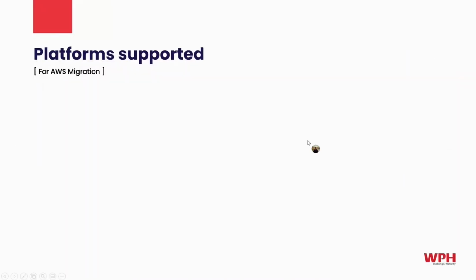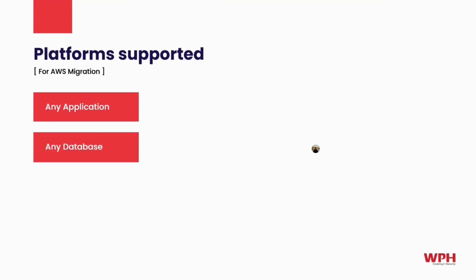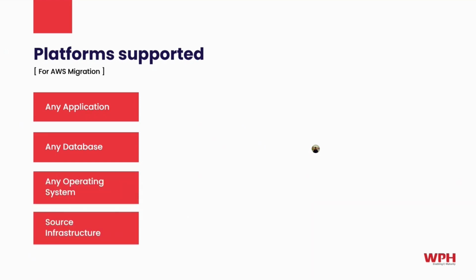Now the platforms supported for AWS migration. It simply supports any application. You can migrate any application using AWS MGN service. The database could be anything while you're migrating from on-prem to AWS using MGN service, or the source infrastructure could be anything, and it can migrate any operating system. And as I explained, the source infrastructure could be anything.